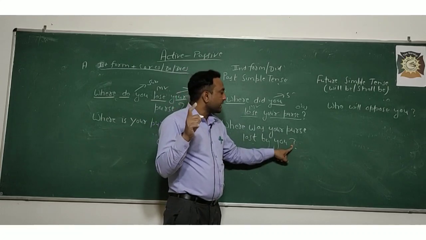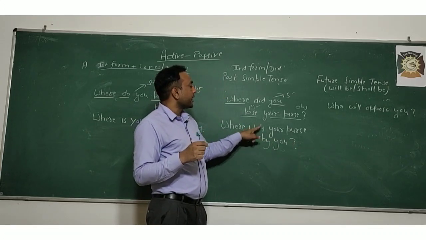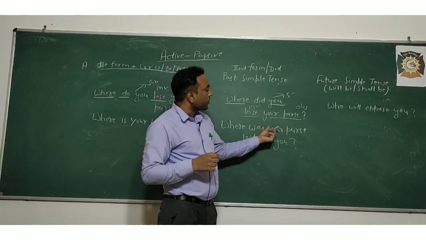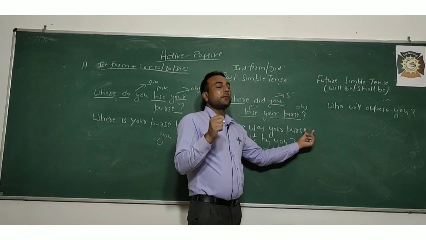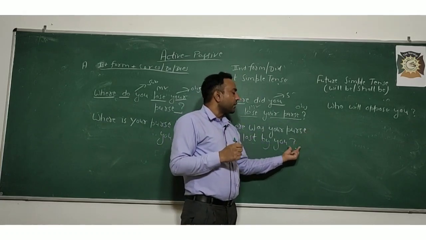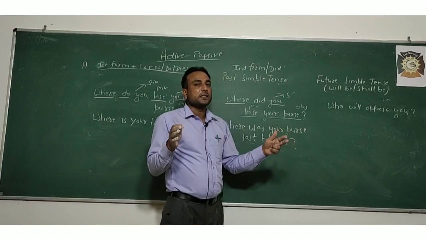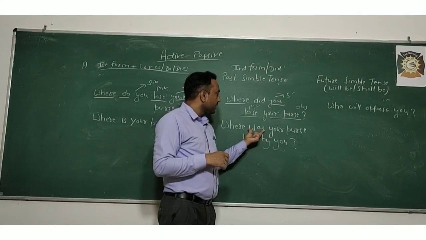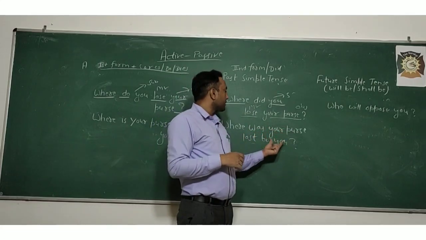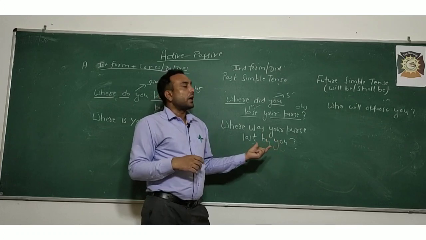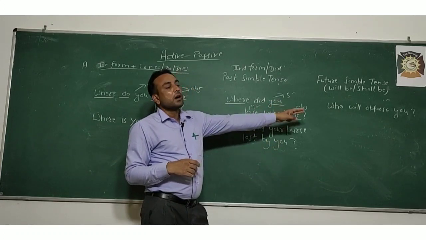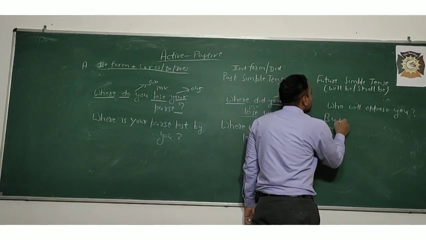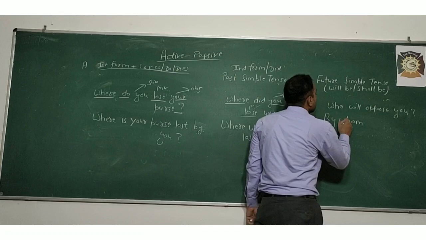What mistake do students always commit? They always write where your purse was, and then the sentence becomes affirmative. If you use was after your purse, it will become affirmative, and you cannot put the question mark at the end. If a sentence is interrogative, you have to keep it interrogative. So how will you change it? Where was your purse lost by you? And last is, who will oppose you? Who is, I have told you, by whom. By whom will.